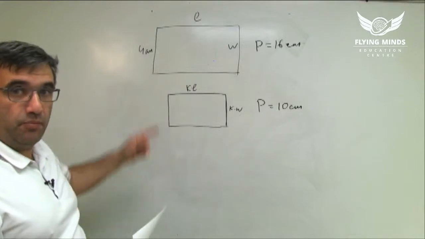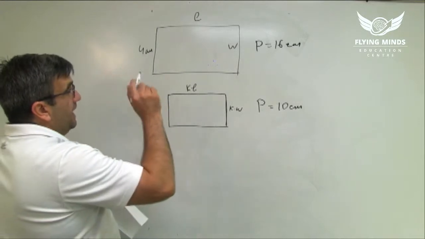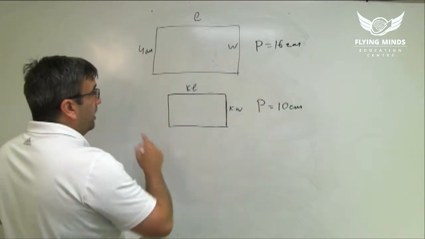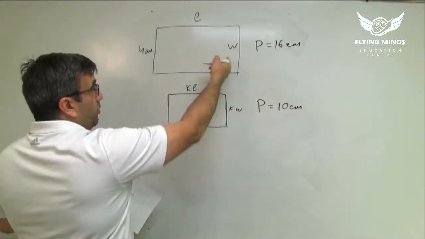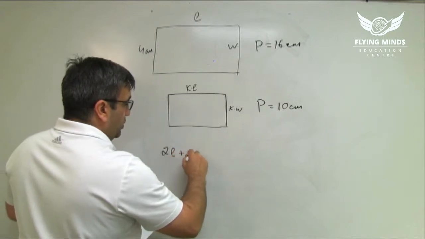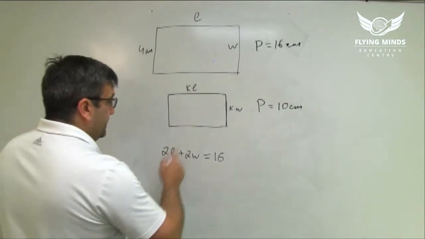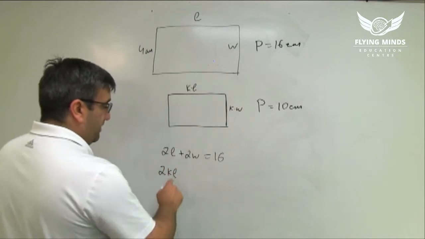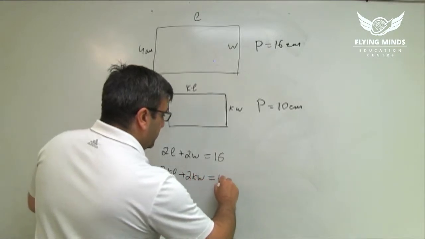Now, how to calculate perimeter? Perimeter is the sum of all sides, right? So perimeter of the big polygon will be length plus length, width plus width. So it will be 2 lengths plus 2 widths equals 16. And small polygon will be 2KL plus 2K width equals 10.